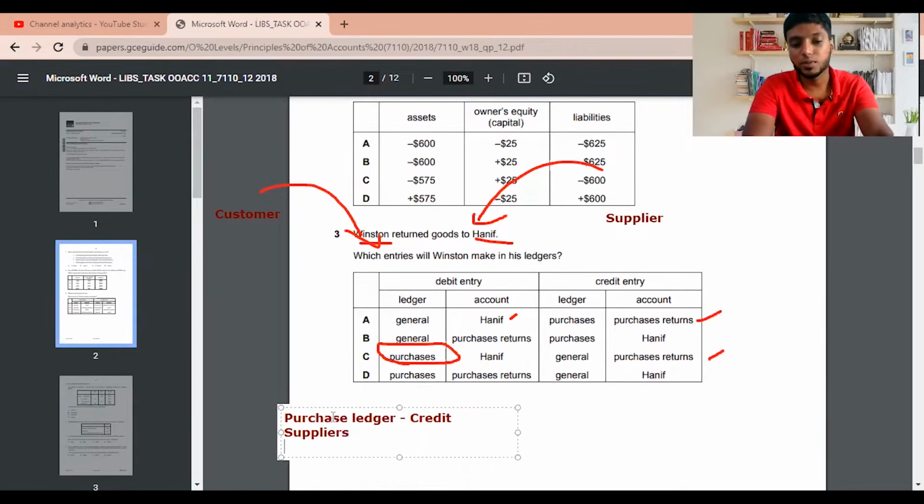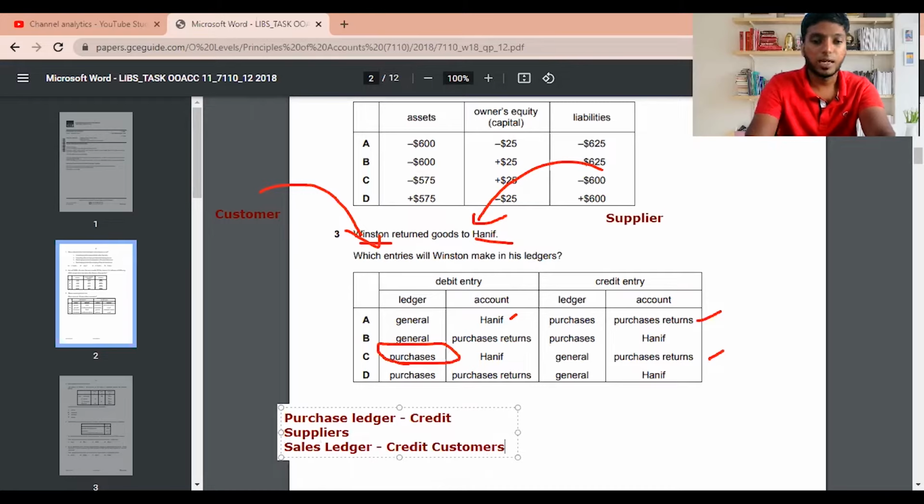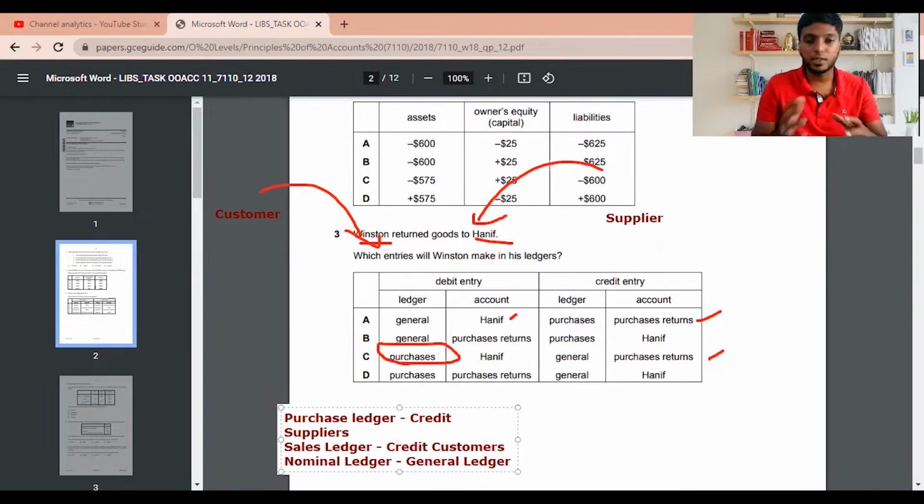Then sales ledger will record credit customers or debtors, and then nominal ledger, or we also say it as general ledger. So this will include the entire stuff, all other accounts except the purchase ledger and sales ledger, comes under this.